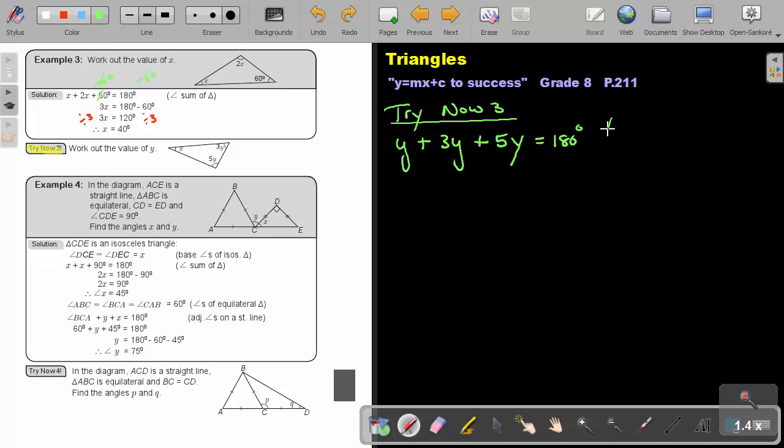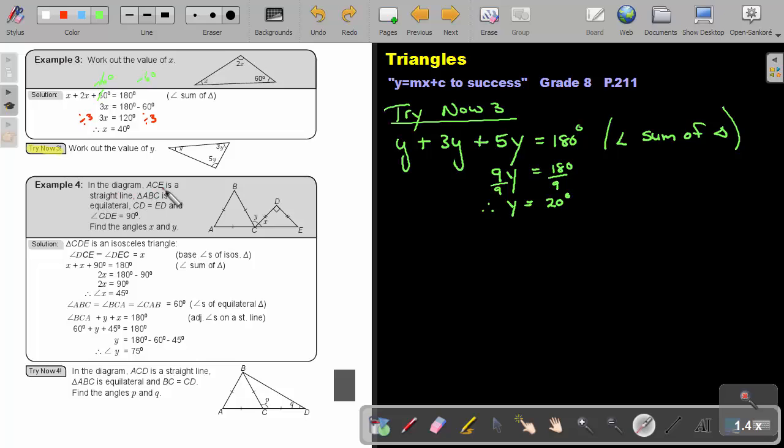And don't forget to write your reasons. It's also going to help you, although it's not necessary for the examination. So 1 plus 3 plus 5 will give me a sum total of 9y. And then to get 1y, I will divide by 9 and I will divide by 9. Therefore the value of y will be equal to 20 degrees. Okay, and that's that. Now let's look at example 4.